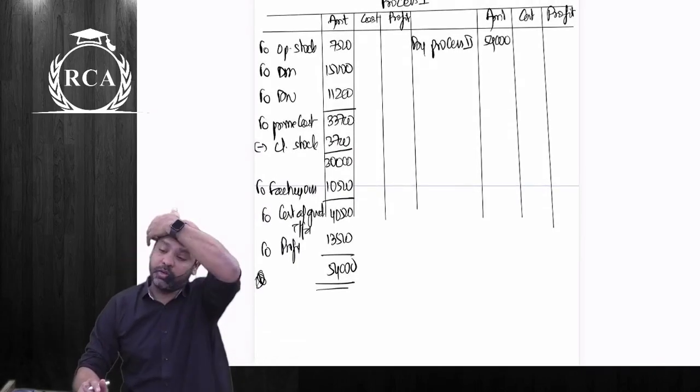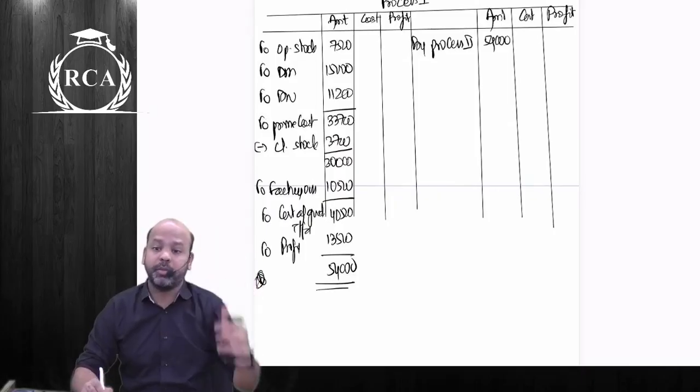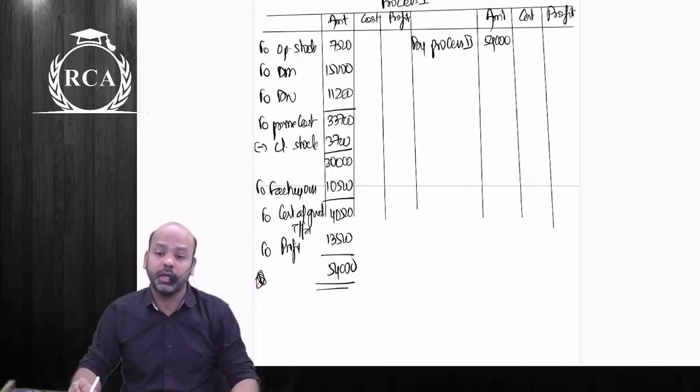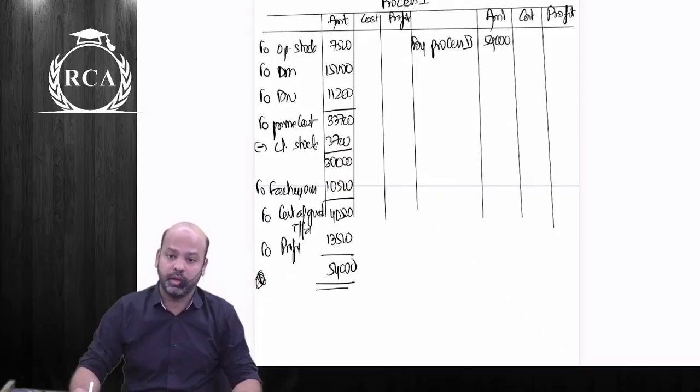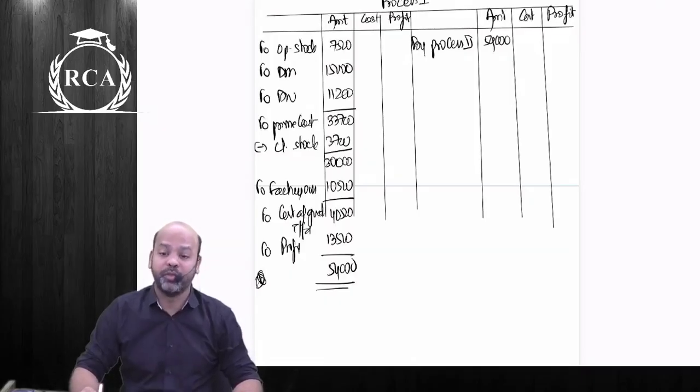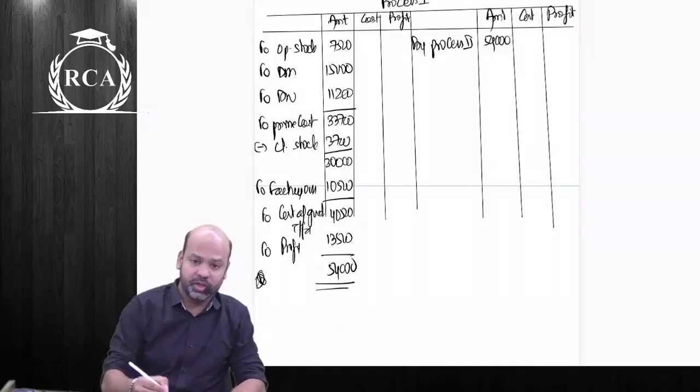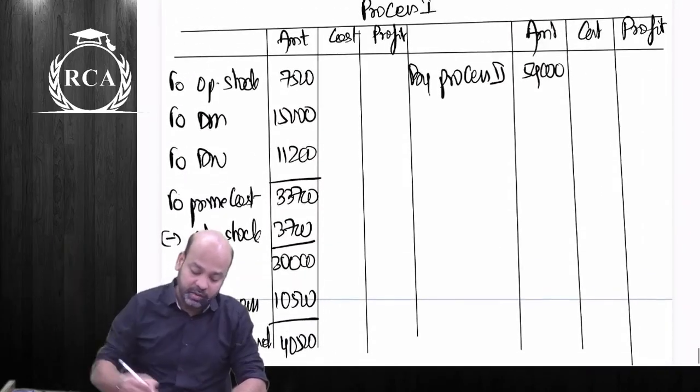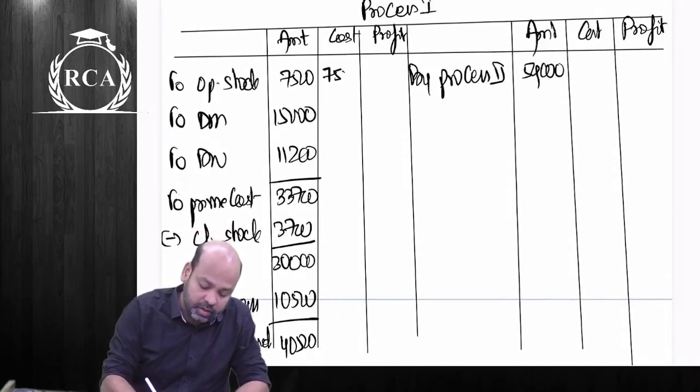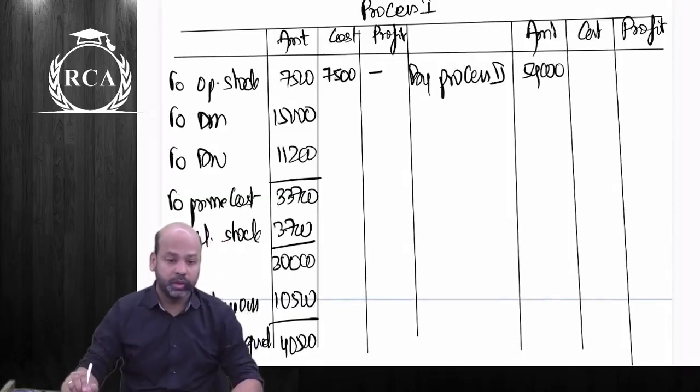ये जो opening stock है guys, do you think there's any amount of profit markup included that is booked internally? Why? It is the first department. That is why there is no profit element included. समझ में आ रहा है? So this entire 7,500 I will write in the cost column, nothing in the profit column.